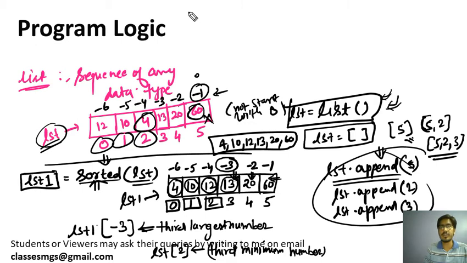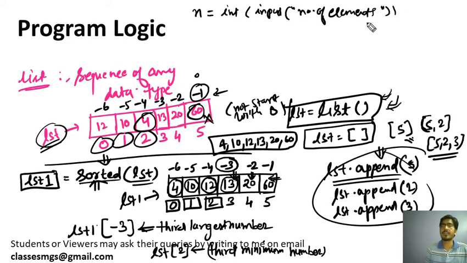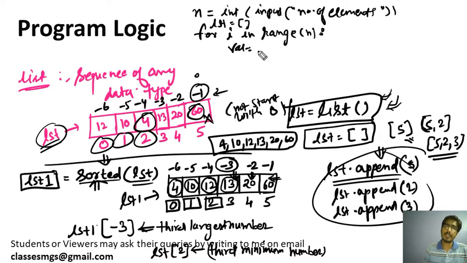So what you need to do, you first need to take the number of elements that the user wants in this list. So how many elements the user wants, we will take from the user. Then we will initialize a list as a blank list. Then we will use a for loop and run it up to n times. And then we need to take the value from the user as an integer value, let's suppose using the input method, and enter the value. So this code is very simple, you should know it.